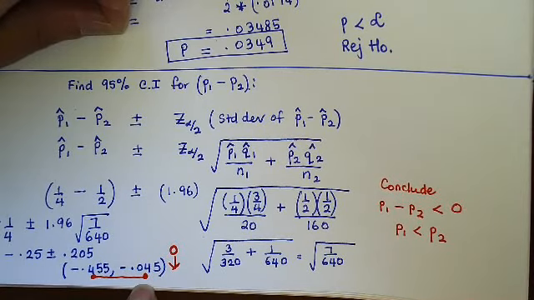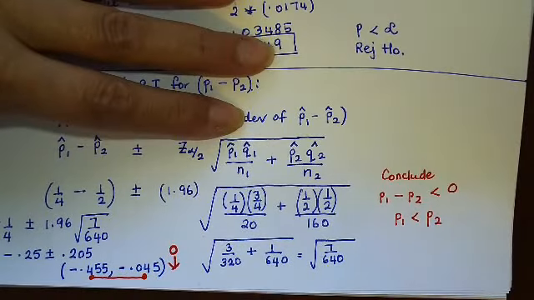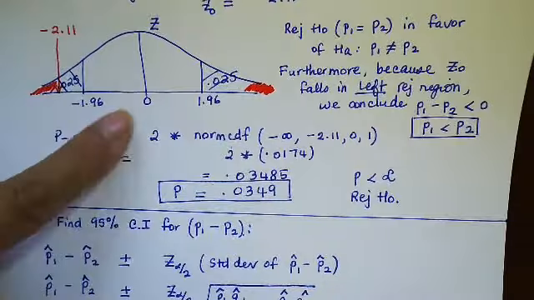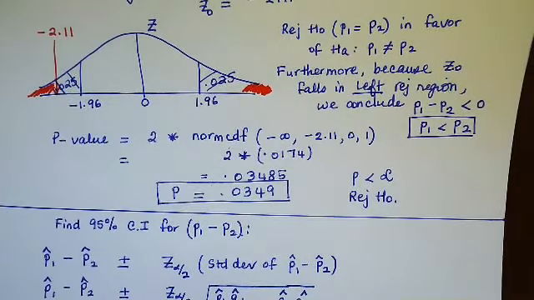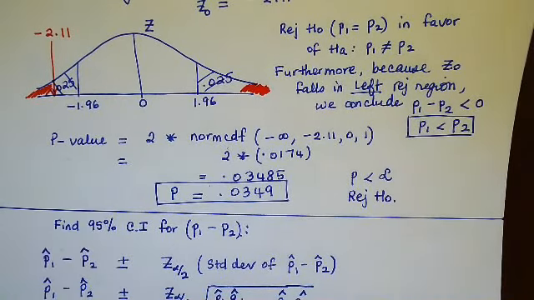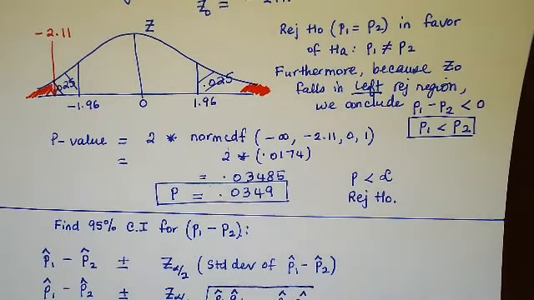So let me just repeat this. I found a 95% confidence interval for P1 minus P2, and the entire confidence interval was less than 0. So I conclude that P1 minus P2 is less than 0, or P1 is less than P2. So the confidence interval gives me the same conclusion as the critical value method, which was right here. And the p-value method also showed that p was less than alpha, so we reject H naught. Hope that's clear, folks.